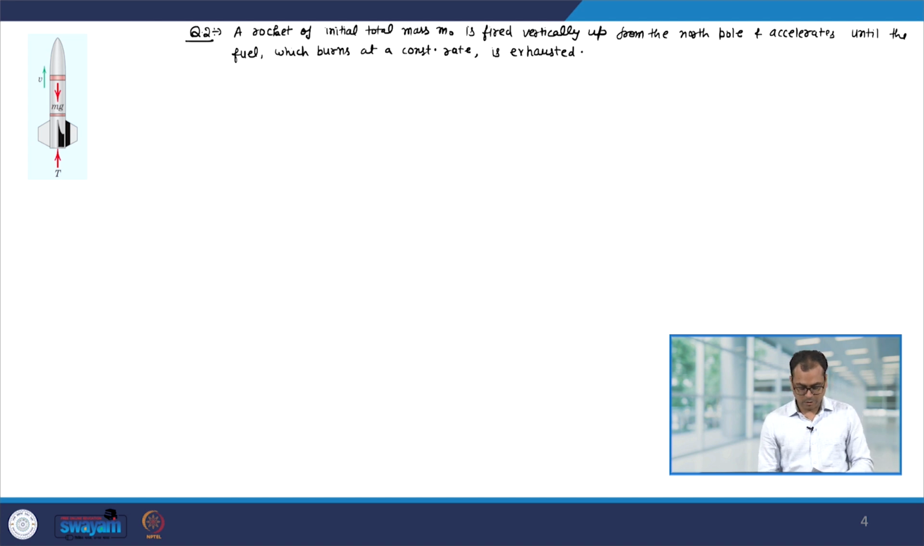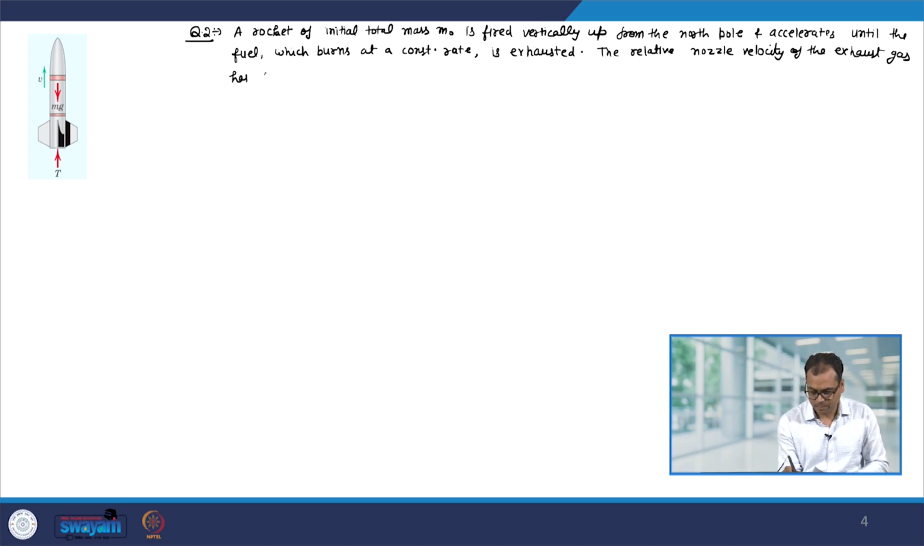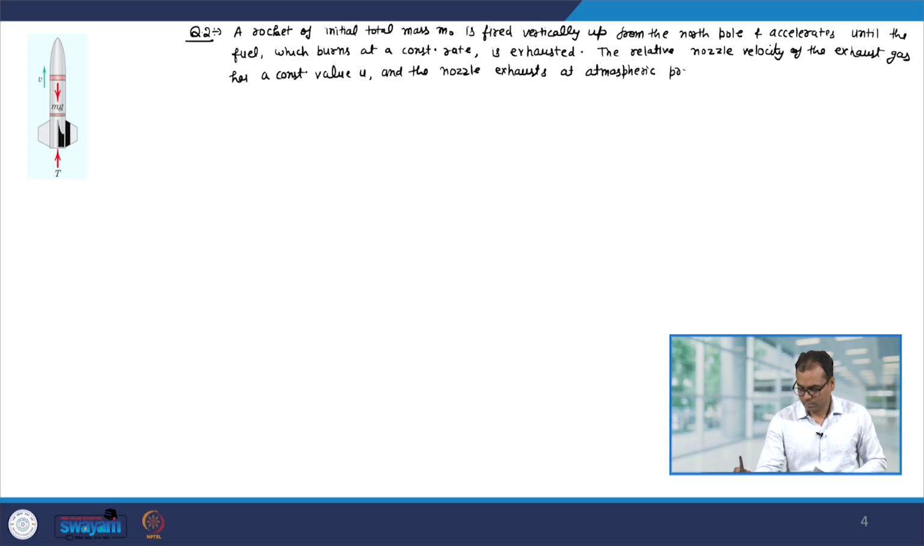The relative nozzle velocity of the exhaust gas has a constant value u, and the nozzle exhausts at atmospheric pressure throughout the flight.